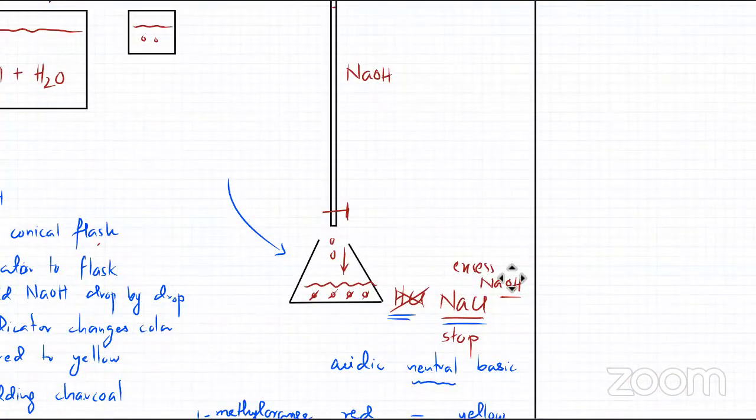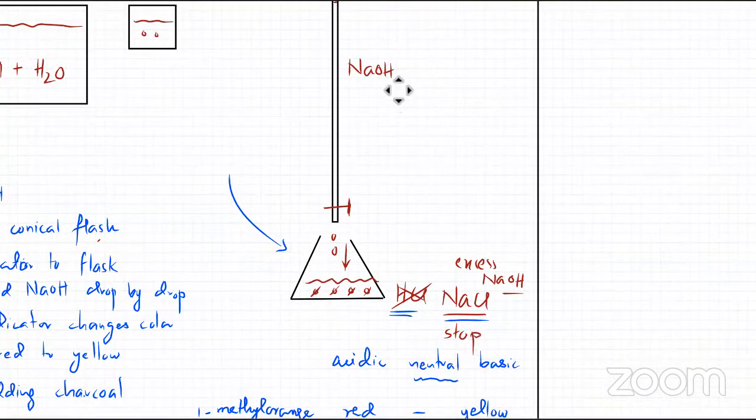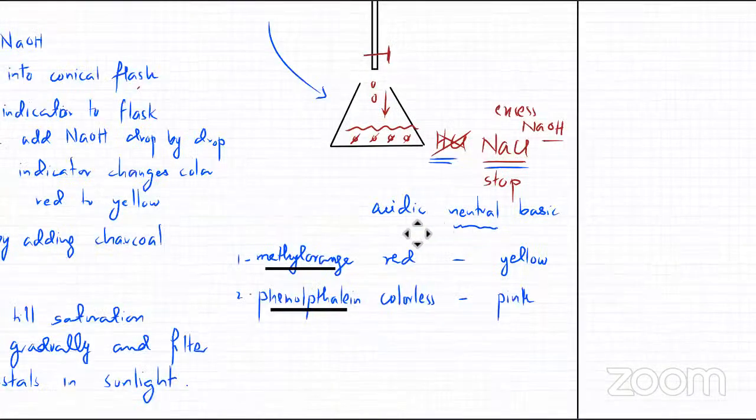If you don't stop at this point, you're going to add excess NaOH. Extra NaOH is going to go into it, and that will make this salt basic because it's going to be contaminated by extra NaOH. You don't want that to happen. So indicators will tell you when the solution is neutral.